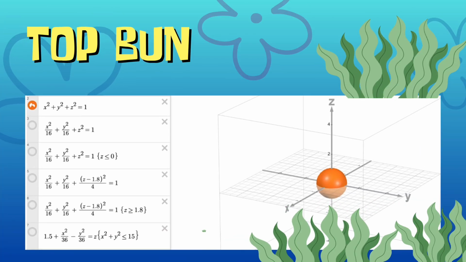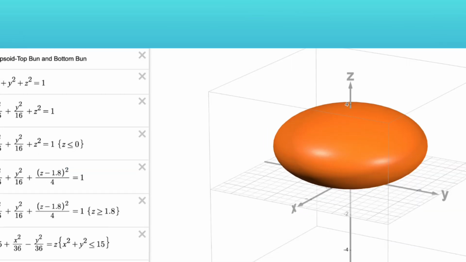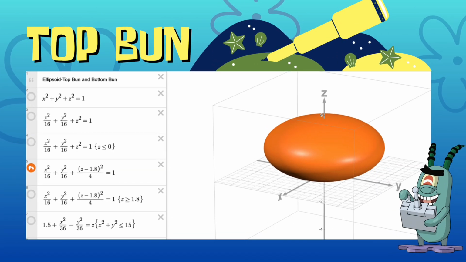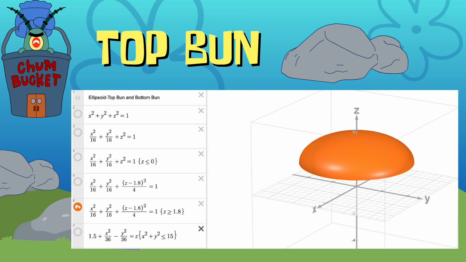Let's start with the top bun. In order to achieve that round, oval shape, we want to use the equation of an ellipsoid, which is in the form of x squared over a squared plus y squared over b squared plus z squared over c squared equals 1. To make it look more realistic, we can manipulate the coefficients a, b, and c. Increasing a and b stretches the bun sideways, while decreasing c flattens it slightly so it's not too tall. By adjusting these values carefully, we can get that perfectly golden top bun shape.